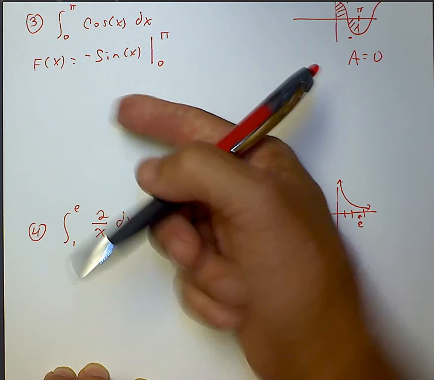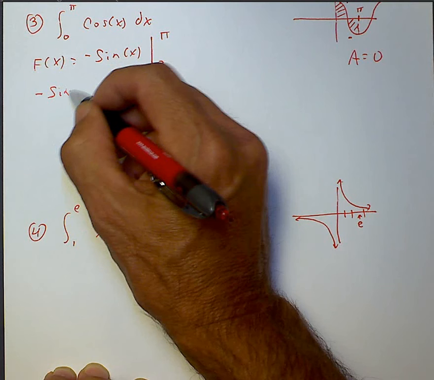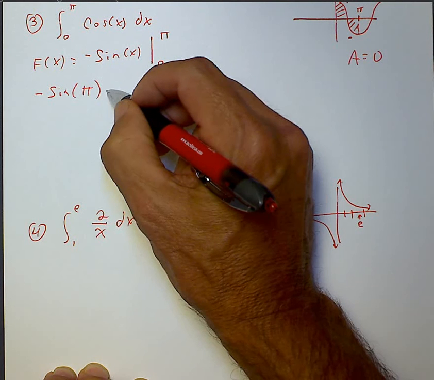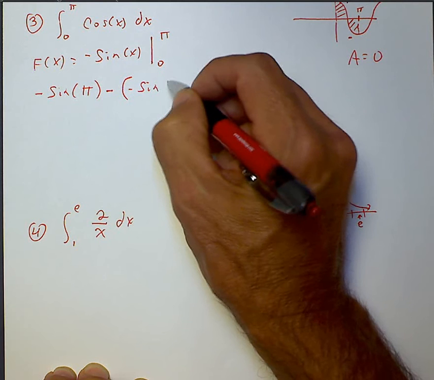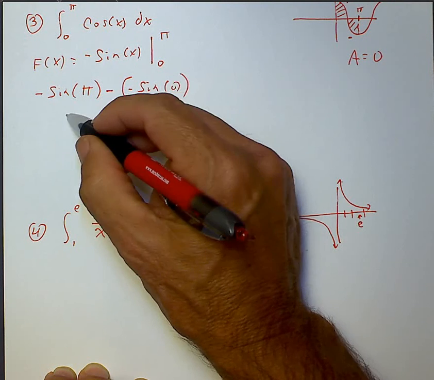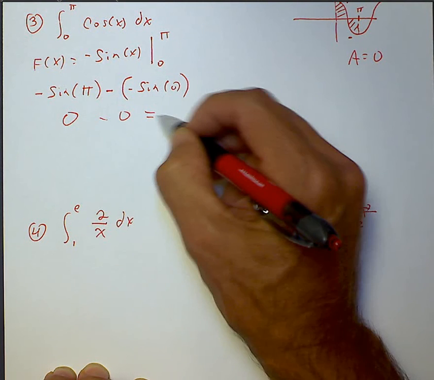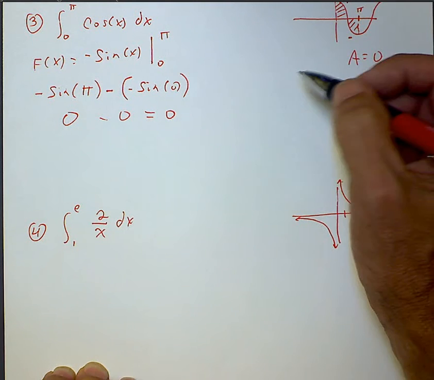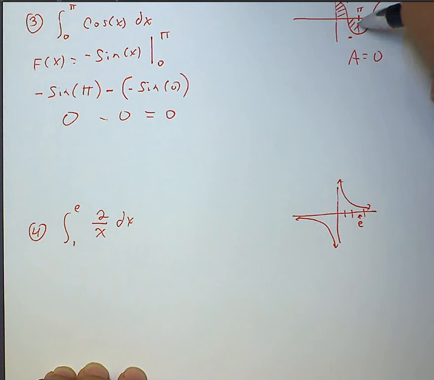So over here, when I evaluate this, that's going to be sine of pi minus sine of 0. Well, sine of pi, that's 0. And sine of 0, well, that's 0. So sure enough, we get an area of 0 units. And again, it's because half of it was positive and half of it was negative.